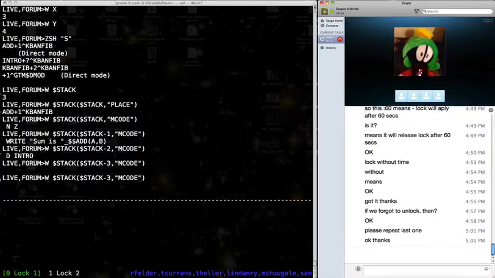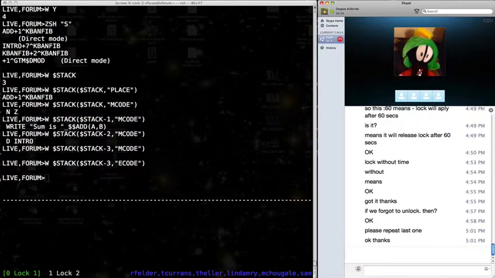Now, besides the subscripts PLACE and MCODE, there's a subscript called ECODE. And we're going to discuss this during the next class. We're not going to discuss it today. But the ECODE will give you whether the stack actually has an error at that moment. So that's my little diversion into $STACK. We're not going to discuss it again, except maybe briefly next week.